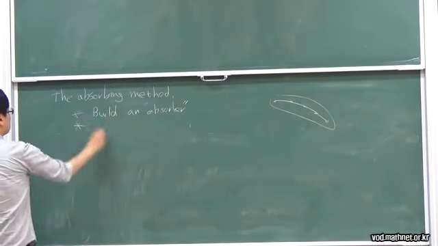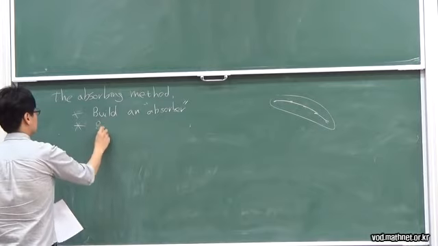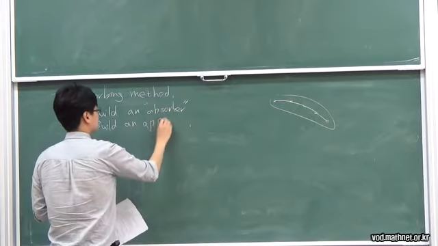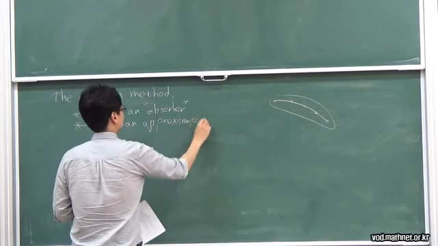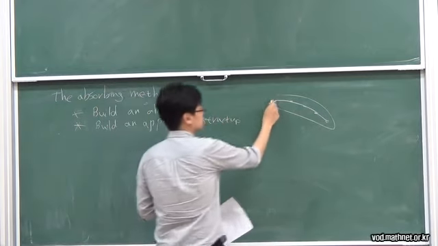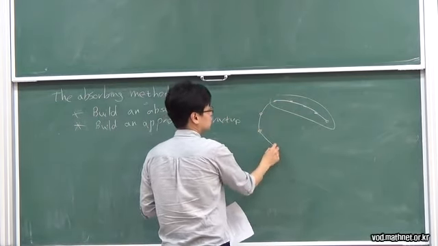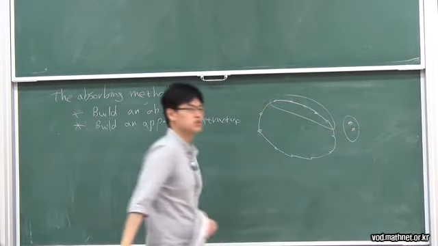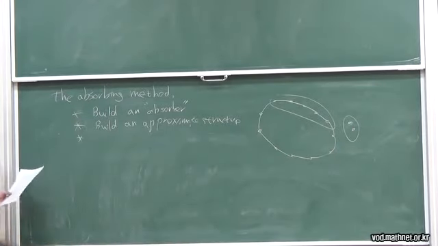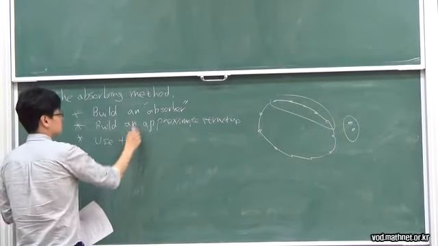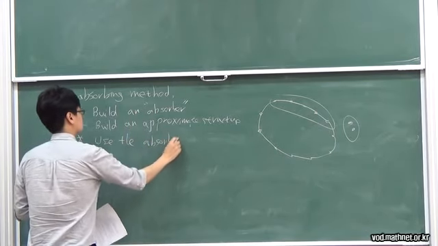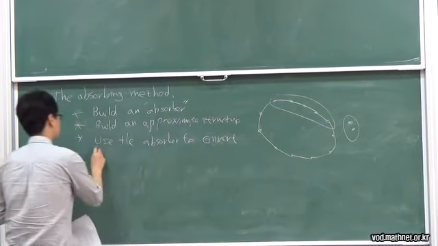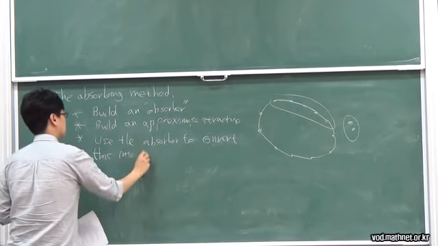And then we build an approximate structure. For example, in that case, we extend it into a cycle which covers almost all vertices but a small number of leftovers. And then we use the pre-built absorber to convert this approximate structure into an optimal structure.